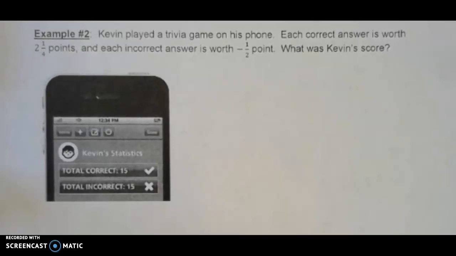Example 2 tells us that Kevin played a trivia game on his phone. Each correct answer is worth 2 1/4 points, and each incorrect answer is worth -1/2 point. What is Kevin's score? That's what we need to figure out.